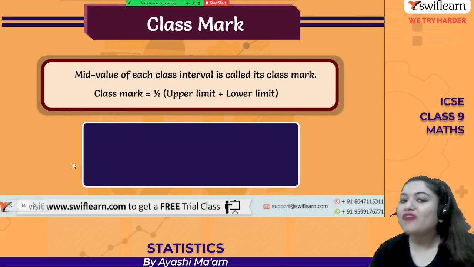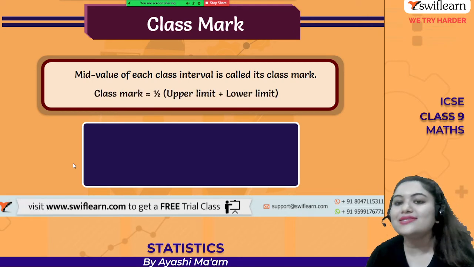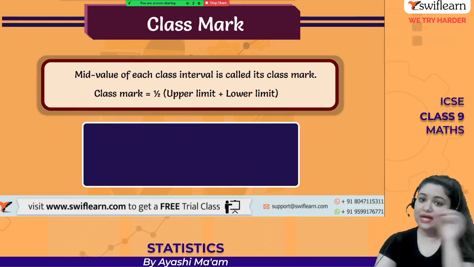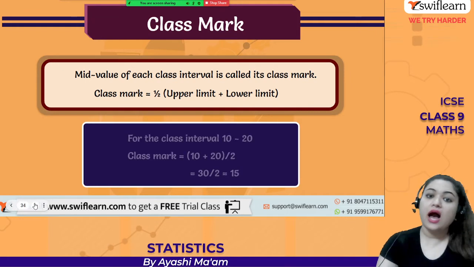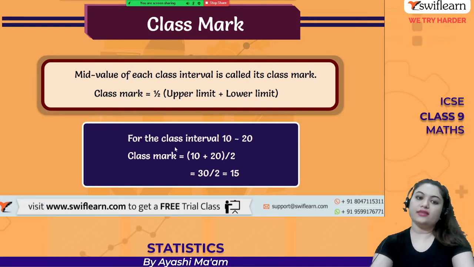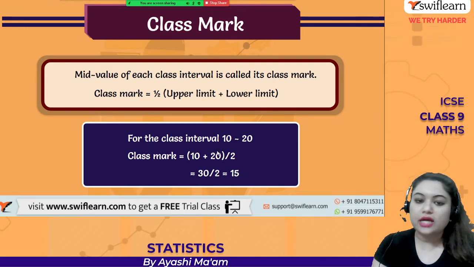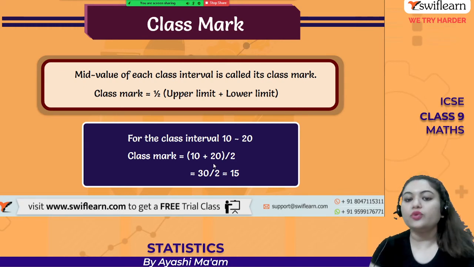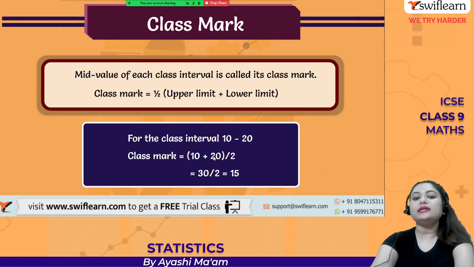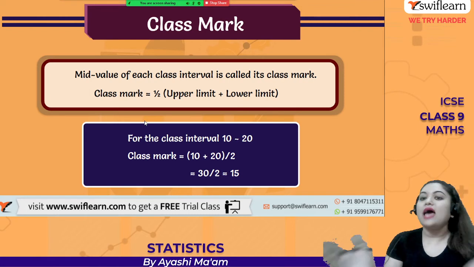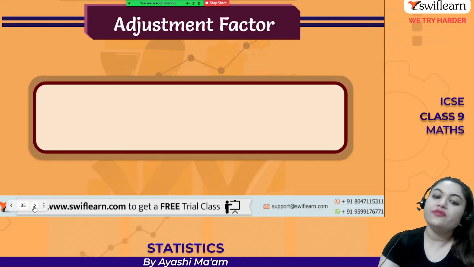Class mark. Mid value of each class interval is called its class mark. मतलब class interval का जो mid value होगा उसको हम बोलेंगे class mark. Class mark is equal to half of upper limit plus lower limit. मतलब अगर ये वाला देख लीजिए, example for the class interval 10 to 20, तो फिर आपका लोअर लिमिट हो गया आपका 10, अपर लिमिट हो गया आपका 20. इन दोनों को हम लोग प्लस कर रहे हैं, हमको मिल रहा है 30, और 30 को हम लोग हाफ कर दे रहे हैं, तो फिर 30 का हाफ हो जाएगा 15. So the class mark will be 15. So class mark is nothing, take the lower limit and take the upper limit of a class, add it and divide it by 2, half it, then you will get it.